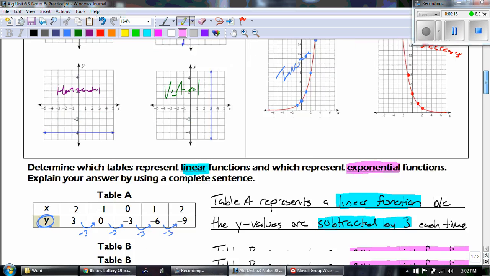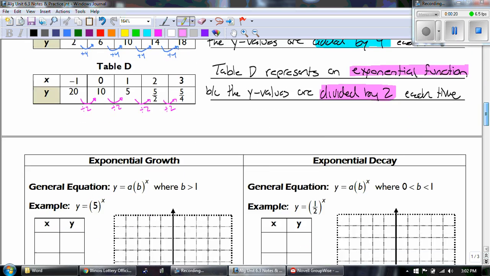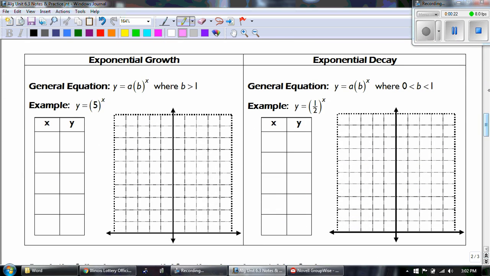So, we are now on the backside where it is graphing. Graphing exponential growth and graphing exponential decay. I'm going to show you 2 ways how to do this, once by hand and then once using your calculator for both of them.